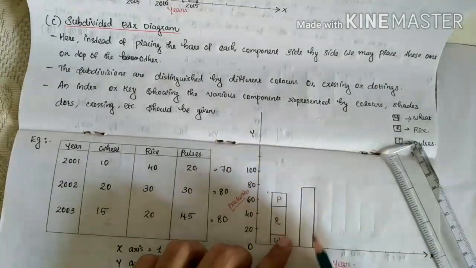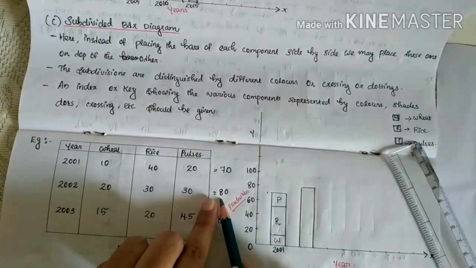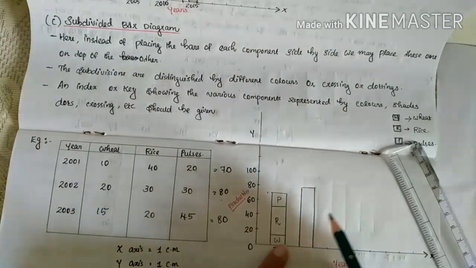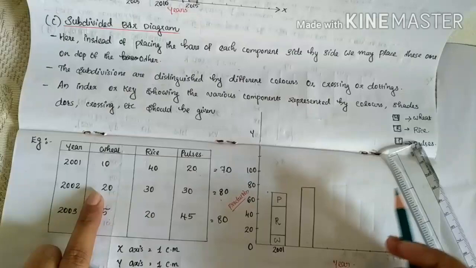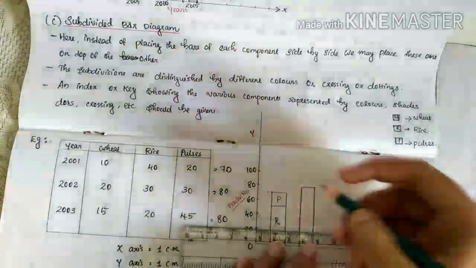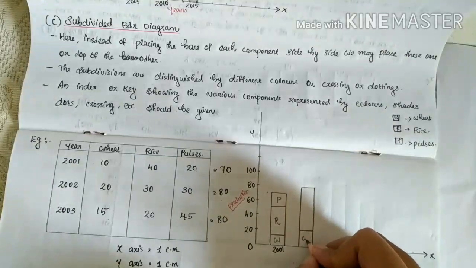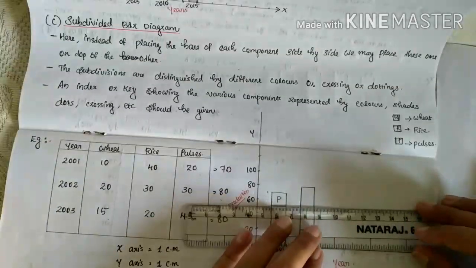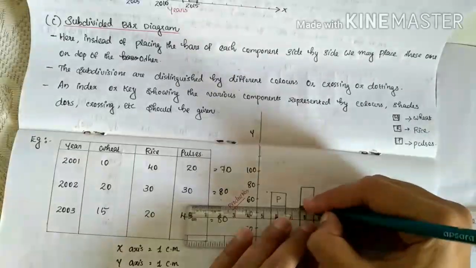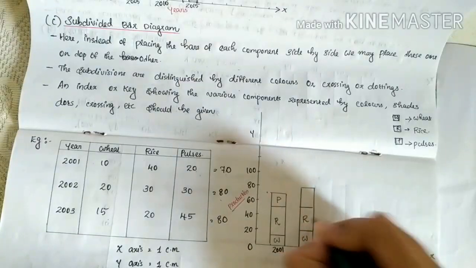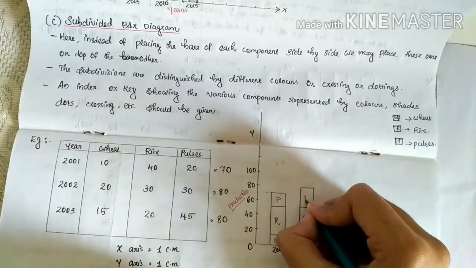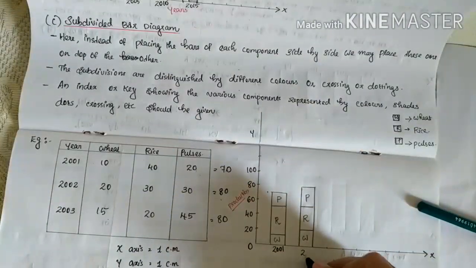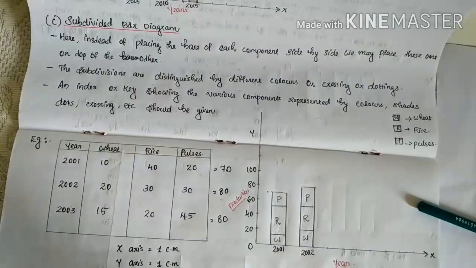First draw the total length of the bar, proportionate to the total of the year, that is 80. Then subdivide the bar. The wheat is 20, so you mark it here. Then write wheat. Next is rice, 20 plus 30, which is 50. It is almost here, between 40 and 60. Then write rice. And the remaining portion is pulses. Then write 2002. The year is 2002.